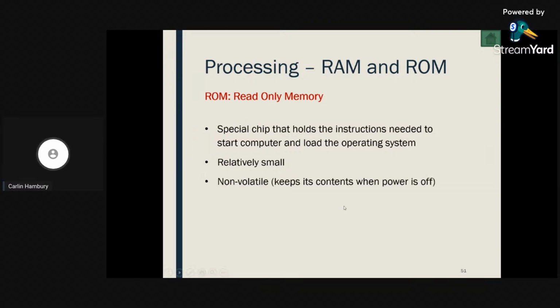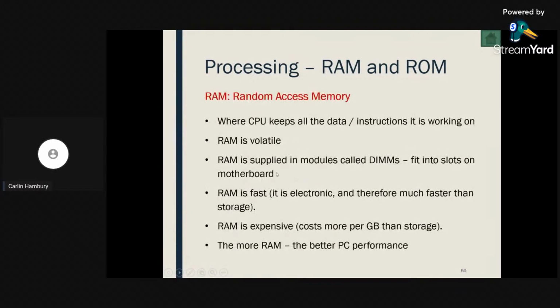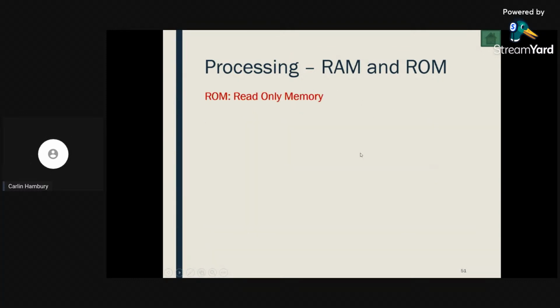All right, so a ROM is relatively small. It's non-volatile, which means the instructions stay there whether the PC is switched off 20 times or not. Right? Okay, let me just go back to this. Whereas RAM is volatile. So all of these instructions that are sitting in RAM, when the PC gets switched off, it gets wiped clean.